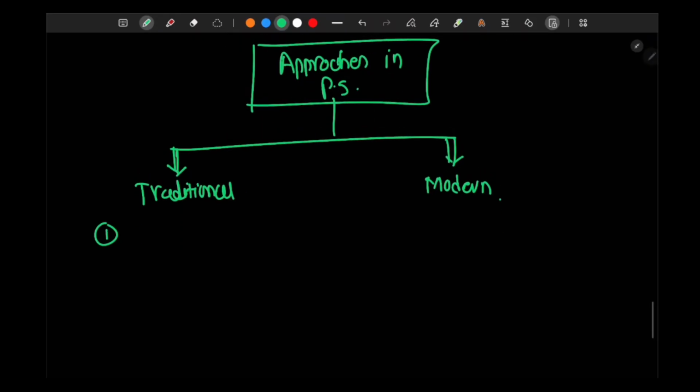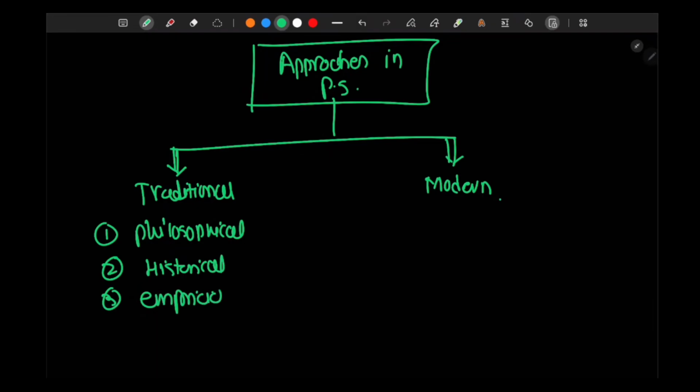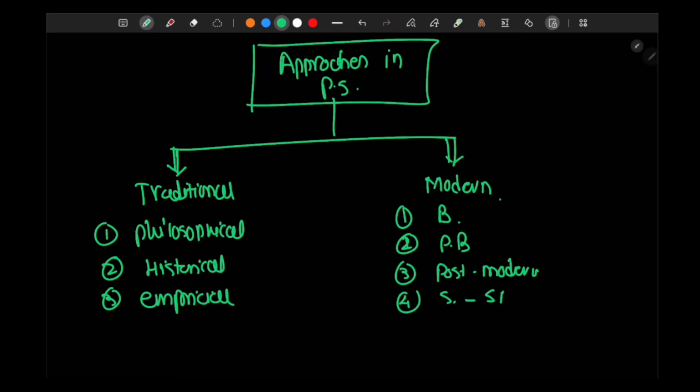What are traditional approaches? Traditional approaches are the philosophical approach, the historical approach, then the empirical approach. Modern approaches are the behavioral approach, then post-behavioral approach, postmodern approach, systems approach, structural functional approach. These are approaches to political science. These are the modern perspectives and these are the traditional perspectives.